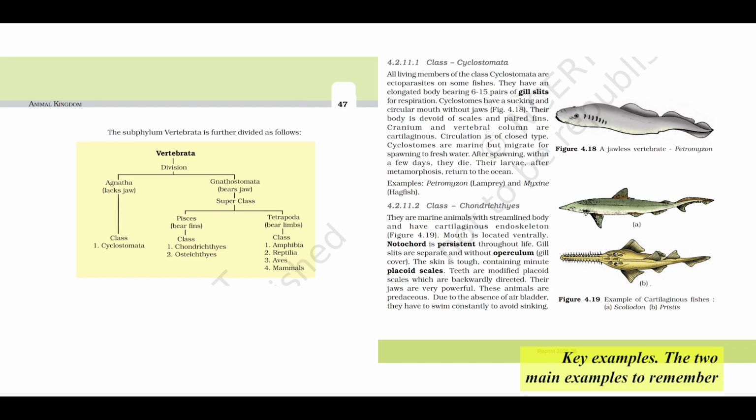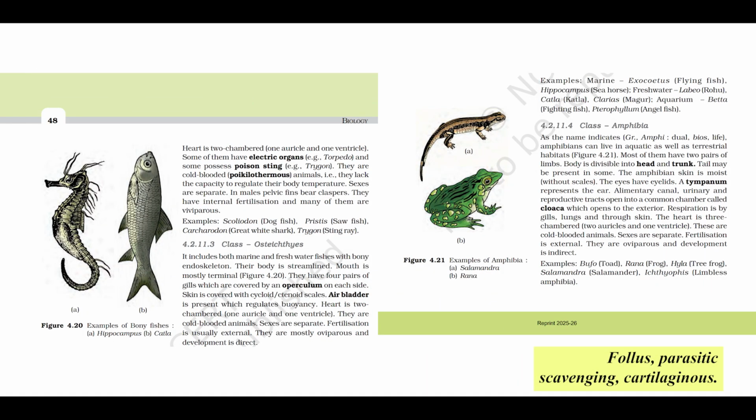The two main examples to remember are Petromyzon, the lamprey, and Myxine, the hagfish. Hagfish are slightly different. They're mostly scavengers rather than parasites and don't migrate in the same way, but they are still jawless cyclostomes. Okay, lamprey and hagfish. Yeah. Jawless, parasitic, scavenging, cartilaginous. No scales or paired fins.